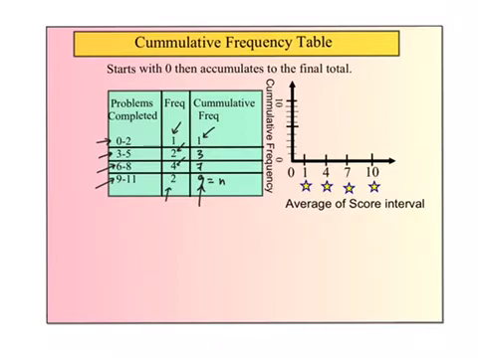So as we plot the cumulative frequency, notice that the average score of each of the intervals is located here on the independent axis, and then the frequency or the cumulative frequency along the dependent axis. So one person got between 0 and 2, so I would put a point right here representing that one person was in that interval of problems correct.